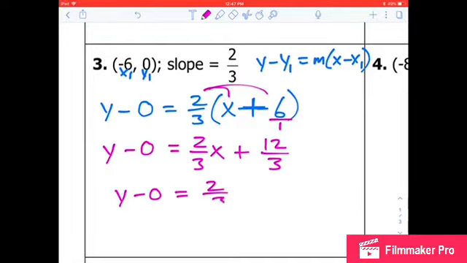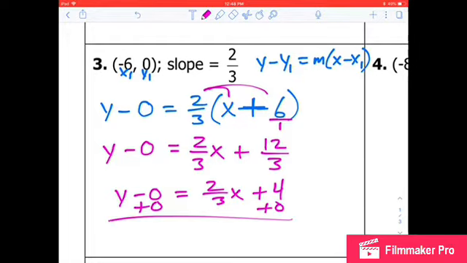And so let's simplify. 2 over 3x plus 12 divided by 3 is going to be 4. Okay. Oh, sorry, I didn't mean to take that away. So 4. And then we just add whatever or subtract whatever's with y. So plus 0 to both sides. You don't really have to do that, but if you do, you still get 4. So y equals 2 over 3 x plus 4.